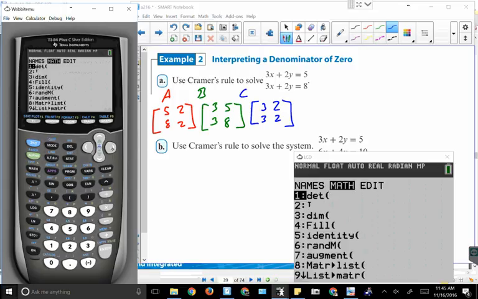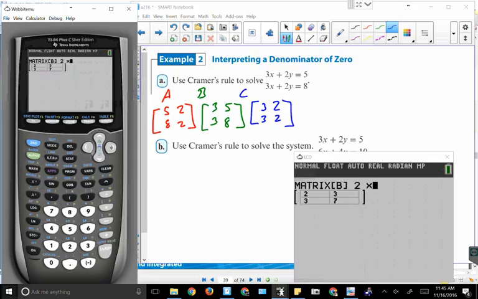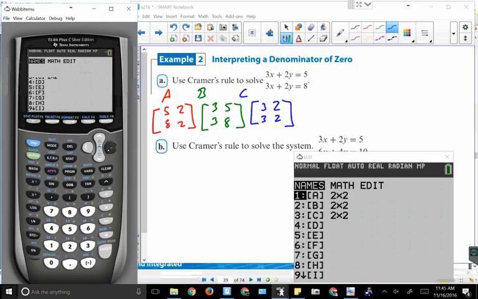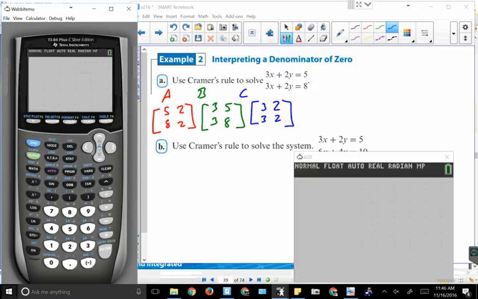Go to edit B. 2 by 2 yet still. So I end up having 3, 5, 3, 8. Second quit. Matrix, edit. 2 by 2 again. And 3, 2, 3, 2. Second quit. So now that I've got that information, I can come up with my determinants.